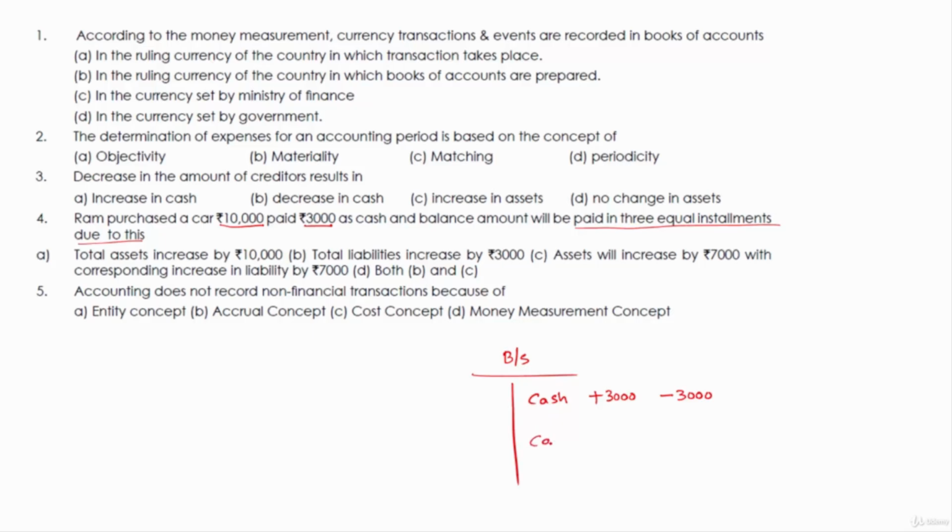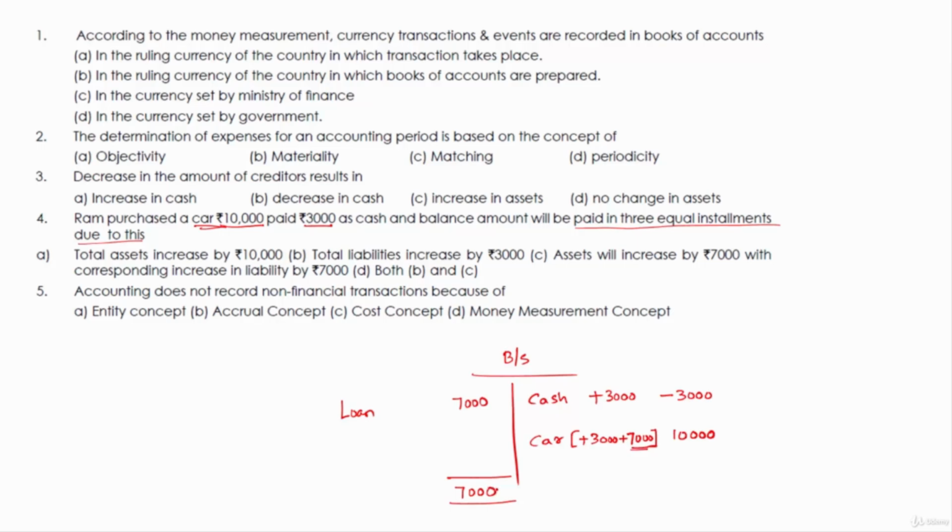For purchasing a car. How was this car purchased? By using cash of 3,000. And what is the value of this car? It is 10,000. So 3,000 was paid in cash and the balance will be paid in 3 equal installments. It means the remaining 7,000 is a loan. So there is a car to the value of 10,000. But this loan is a liability. Okay, so this has to be recognized here. We'll say loan 7,000.